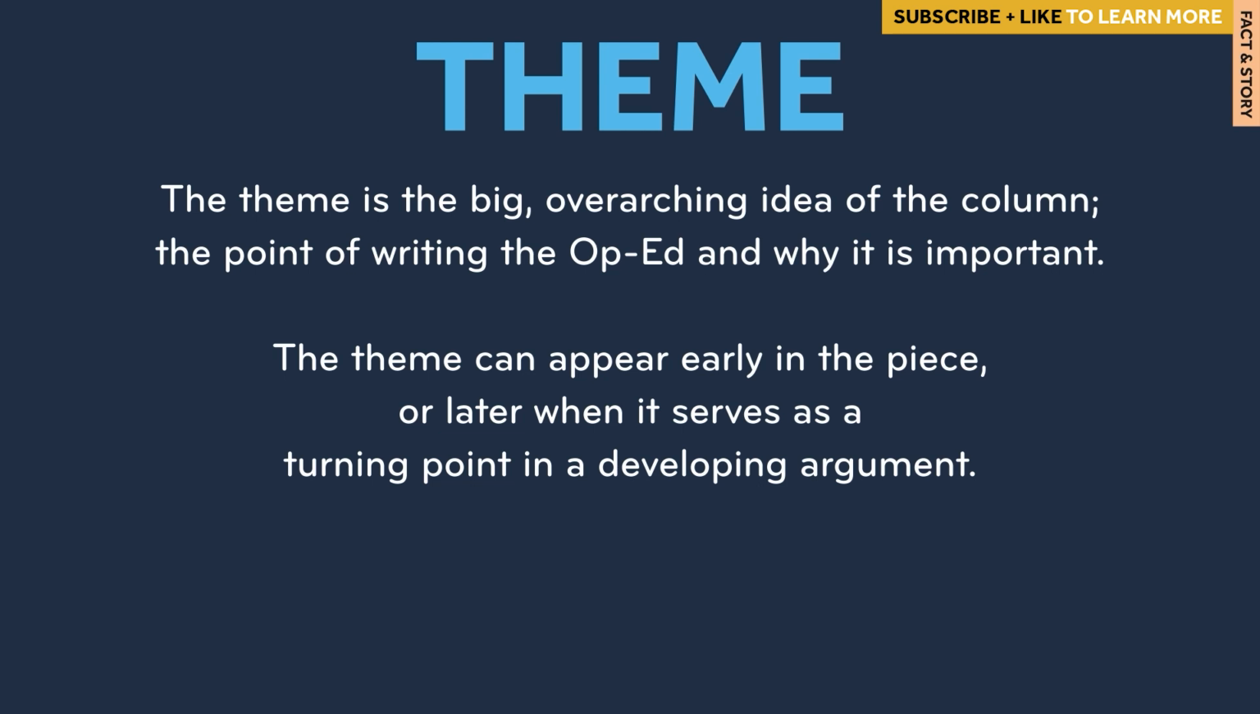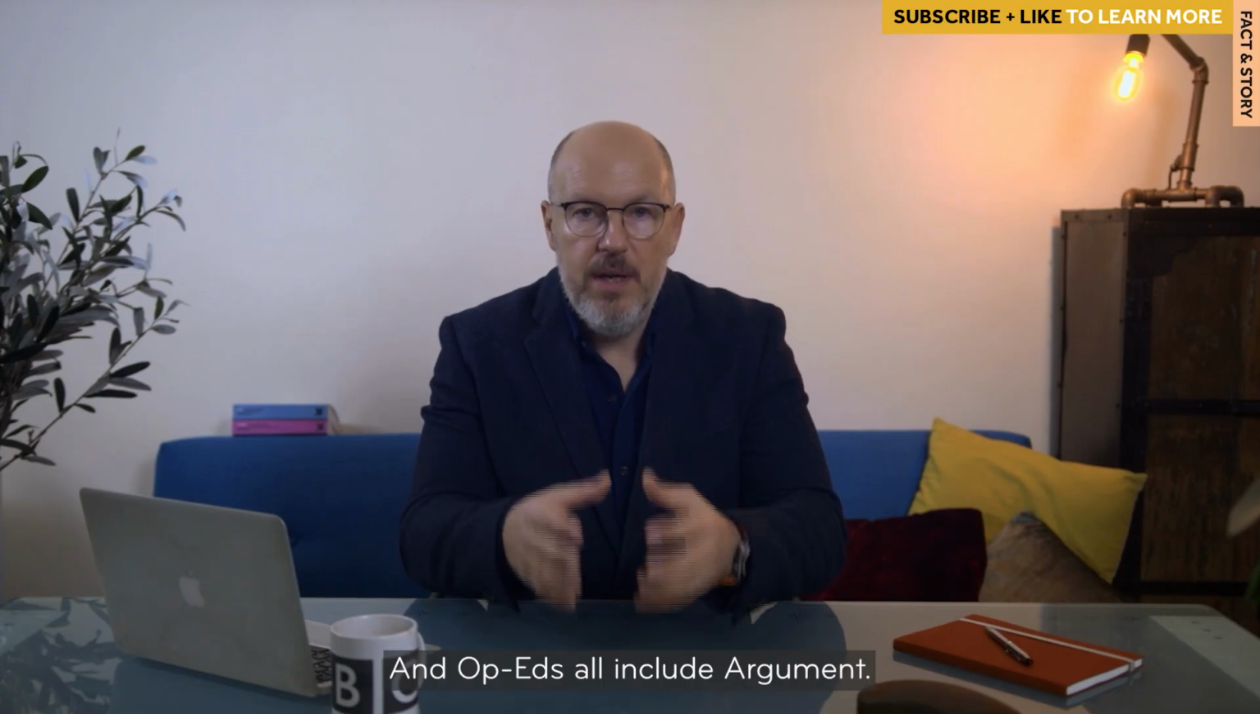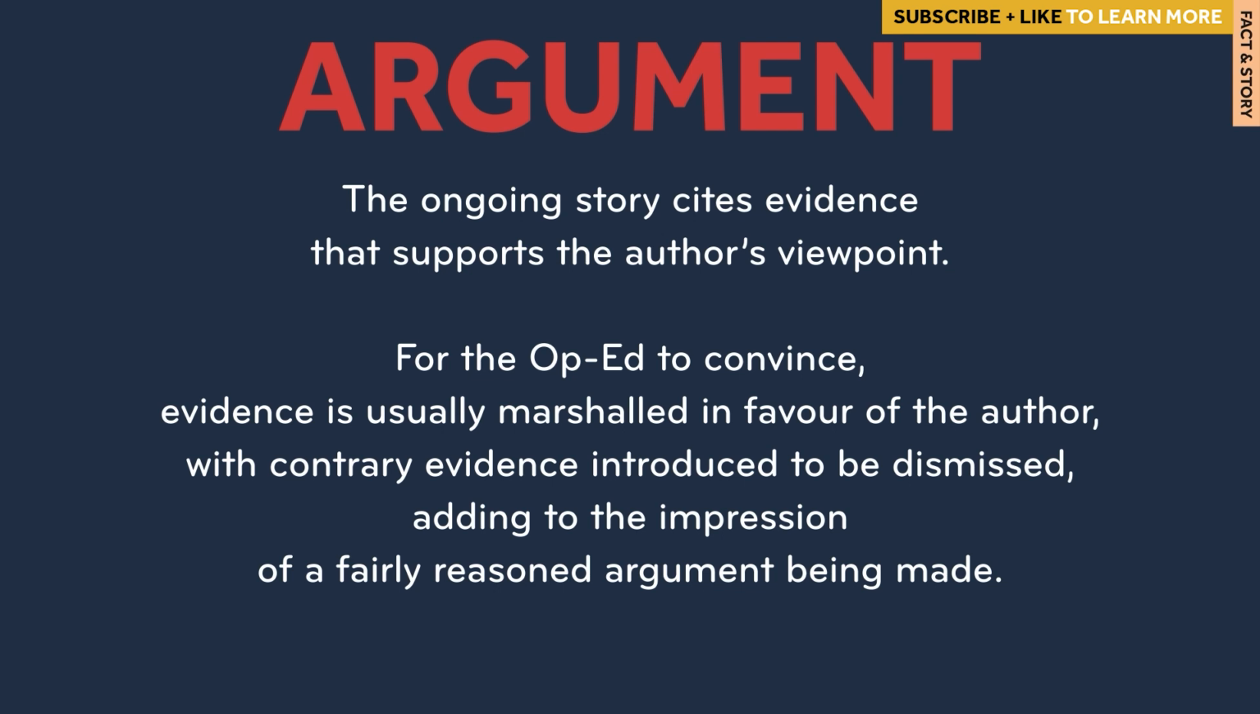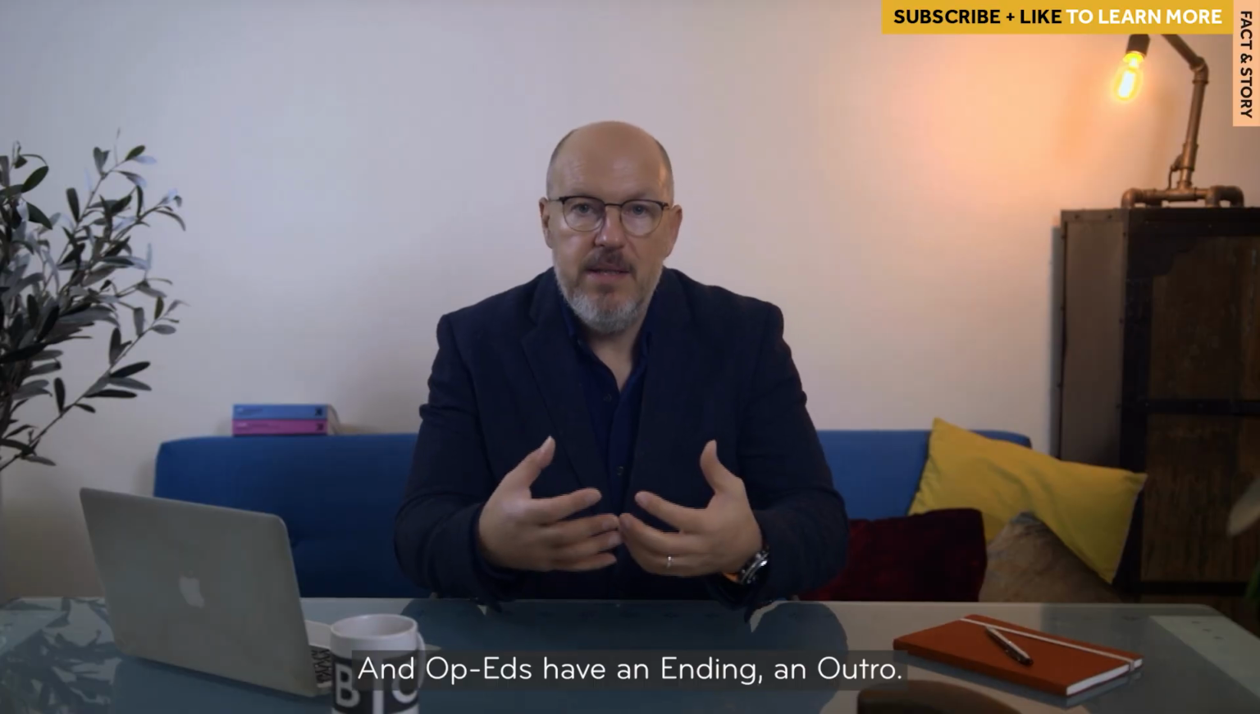And op-eds all include argument. The ongoing story will cite evidence that supports the author's viewpoint. For the op-ed to convince, evidence is usually marshalled in favour of the author, with contrary evidence introduced but to then be dismissed. And that adds to the impression of a fairly reasoned argument being made. And op-eds have an ending, an outro.